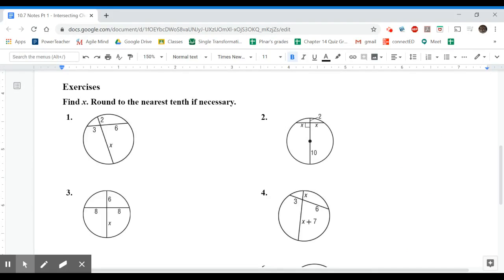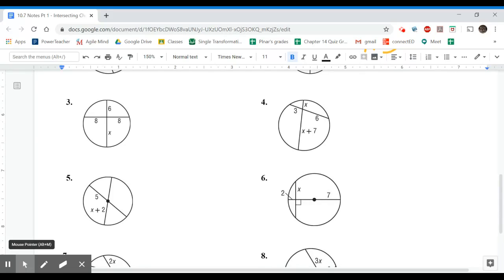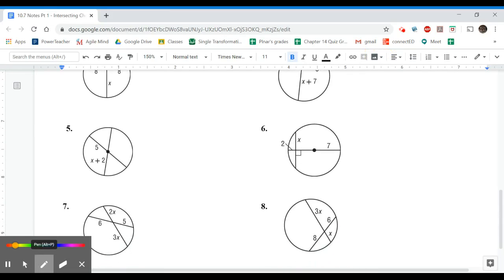Hey guys, I just wanted to add one more thing. I think I forgot to round to the nearest tenth, so I'm just going to give you the numbers. For number 6, you should get 4.9, and for number 7, you should get 2.2. Okay, so I don't think we did it to nearest tenth. I did it to the simplest radical form. But those are the numbers you should get.